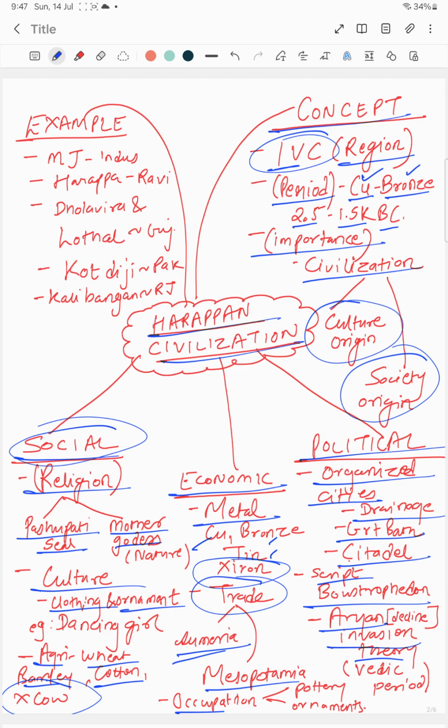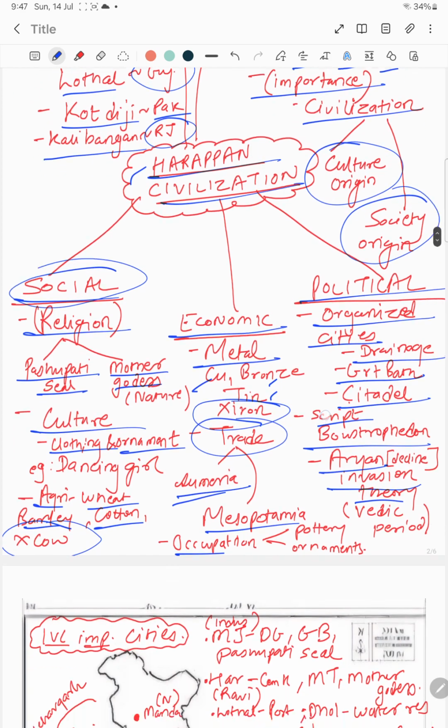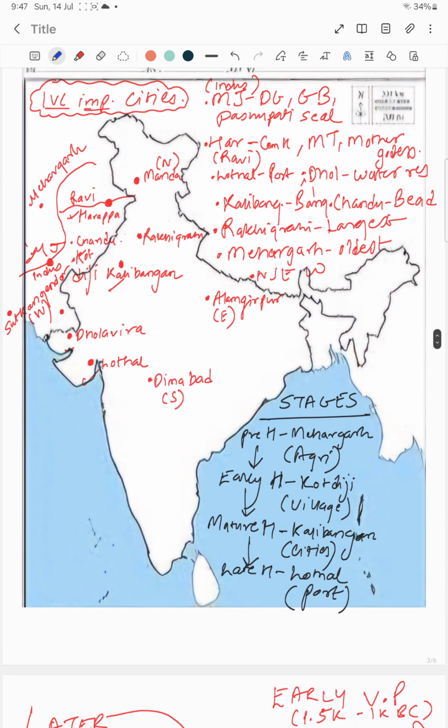Just for knowing, as a layman, some examples of Harappan civilization are the city of Mohenjo-daro, which is on the Indus River, the city of Harappa, which is on the Ravi River, the cities of Dholavira and Lothal, which are currently in the Gujarat region, the city of Kot Diji, which is in Pakistan, and the city of Kalibangan, which is in Rajasthan. We'll understand more about these cities now in this map.